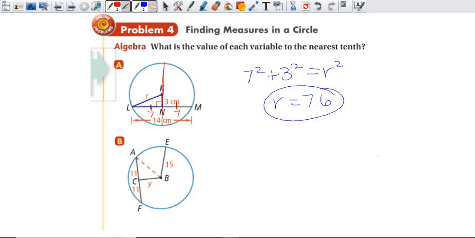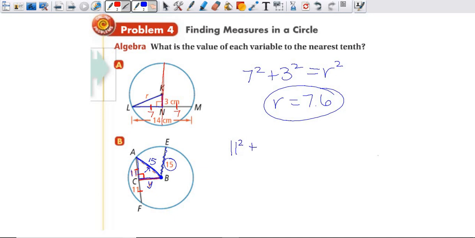So now I'm finding this line that's represented by y right here. All right, so again, I see that this got bisected. So what we can put into the picture is that this should be a right angle. So now again, I have a right triangle, but I have two sides that are missing right now. I have y that I need to find. I know this one's 11, but I don't know what this one is. But actually you do, because it is a radius, since it goes from the center to the outside. Well, this one was also a radius, so this side is 15. So 15 is our hypotenuse, since it's across from our right angle.